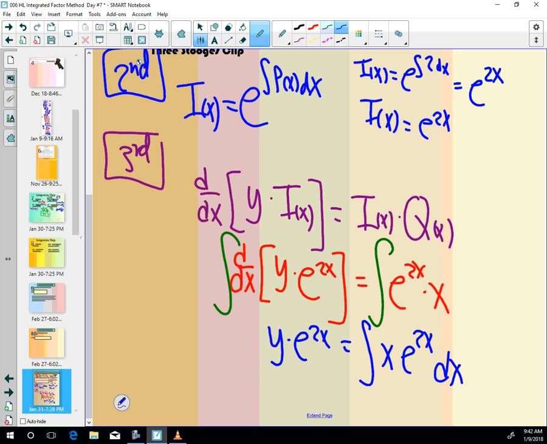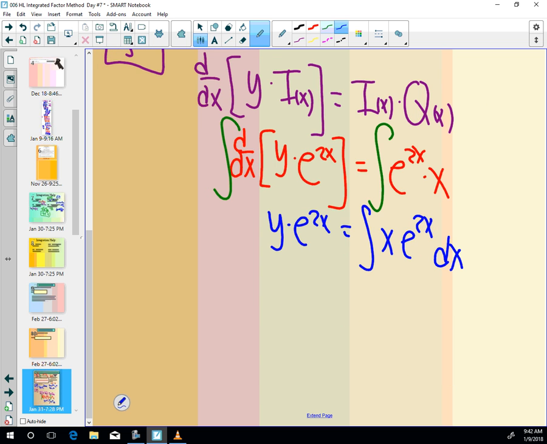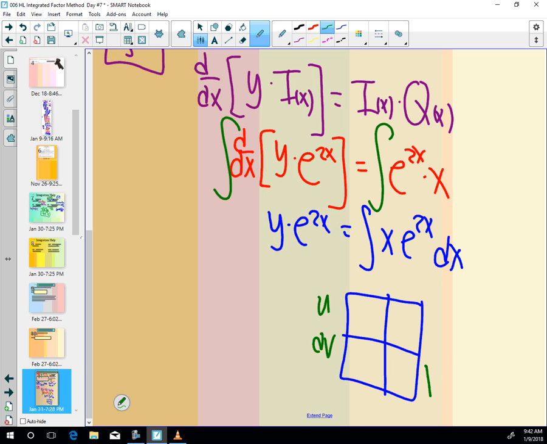How do you integrate x e to the 2x? By parts, yeah. And Anne had a big frown on her face. She had to do this. Yeah, I agree. So we got to make our little box here. And u dv, v du. I'm going to do the Lie-8 thing in my head. I know x is going to go here, and e to the 2x is going to go there.